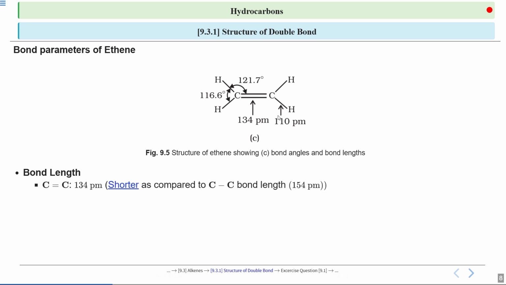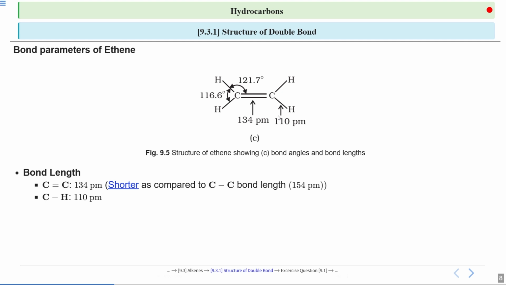So the carbon-carbon double bond, denoted as C=C, has a bond length of 134 picometers. This is shorter than a typical carbon-carbon single bond, which is about 154 picometers. The double bond pulls the carbon atoms together. They are now much closer as compared to the alkanes' carbon-carbon distance.